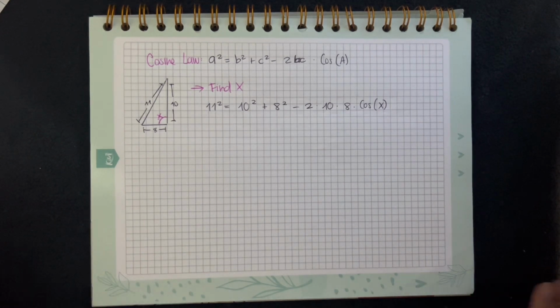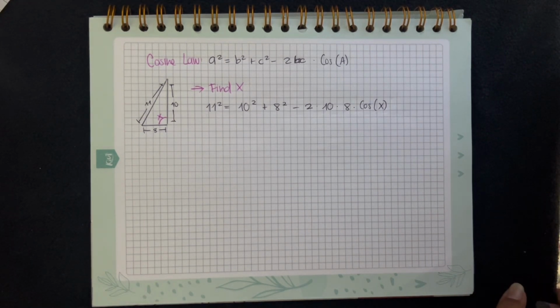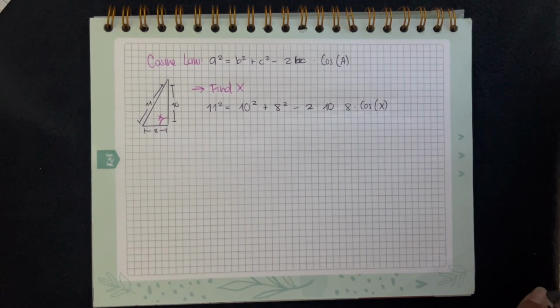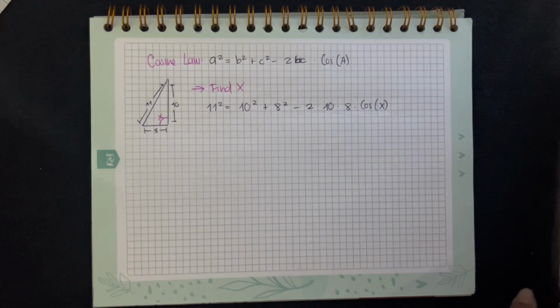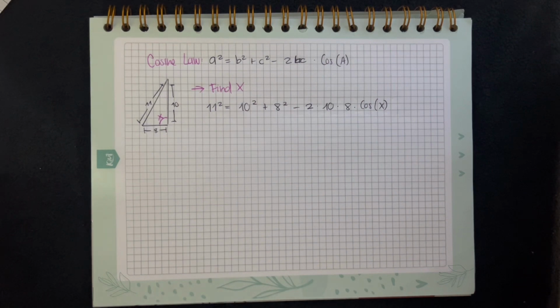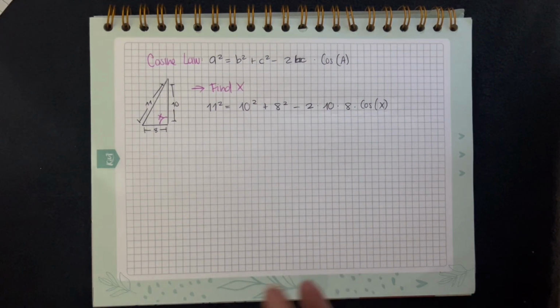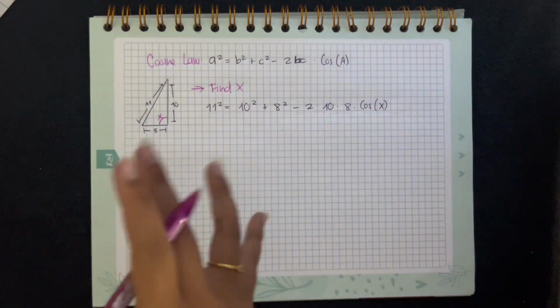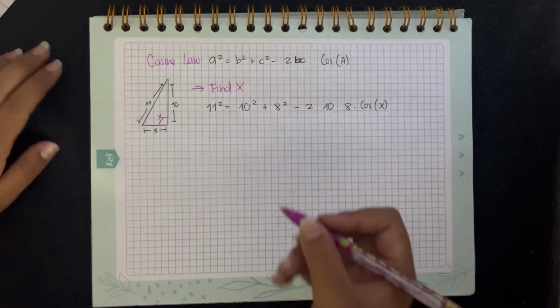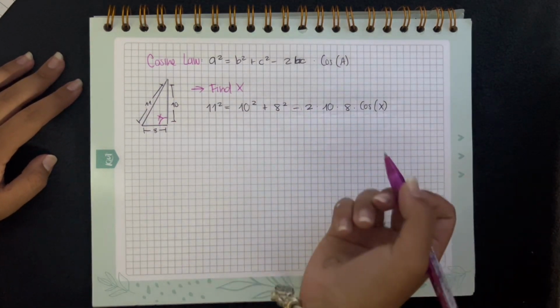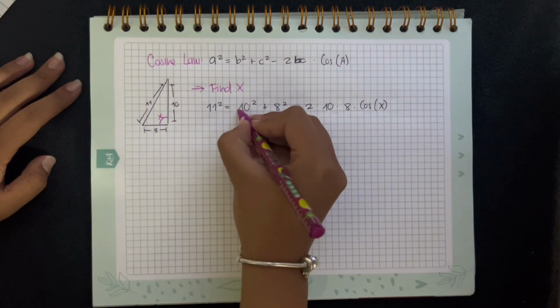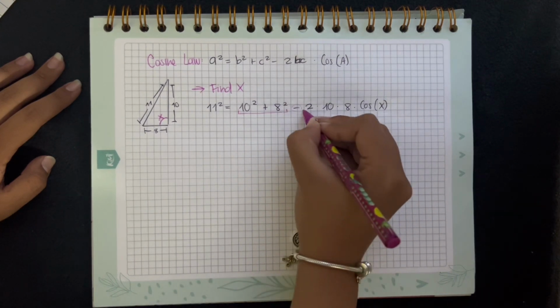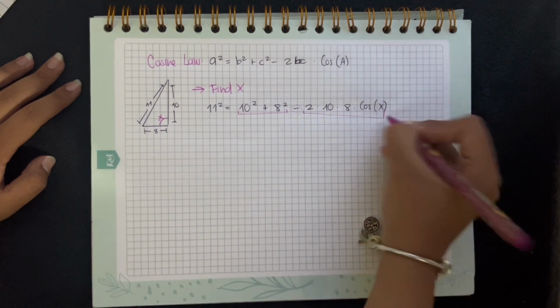Now what we need to do is start isolating the cosine x to have a value of it. One of the tips that I gave you is that when we need to do an isolation, one of the groups, let's remember, I call it groups because you can see that this minus is separating these two from these four.